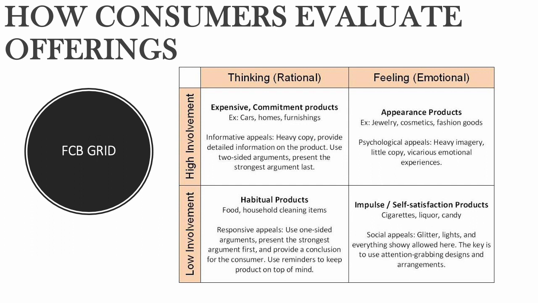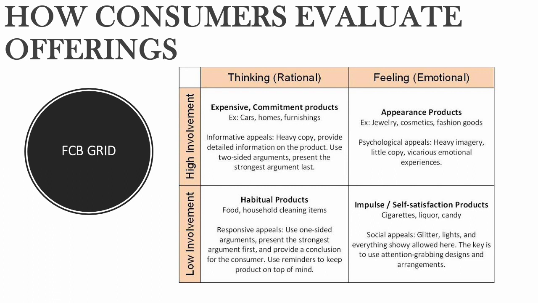On the other hand, for our low involvement offerings, if it's thinking or rational, this would be habitual products like food and household cleaning items. You're going to use responsive appeals. Responsive appeals use one-sided arguments. You present your strongest argument and you provide a conclusion for the customer. So you say something like, this toothpaste gives you fresh breath, right? That is a strong argument, and the conclusion is the fresh breath.